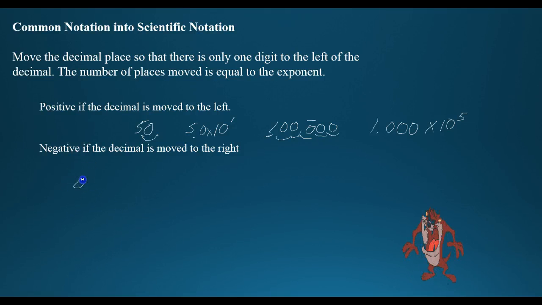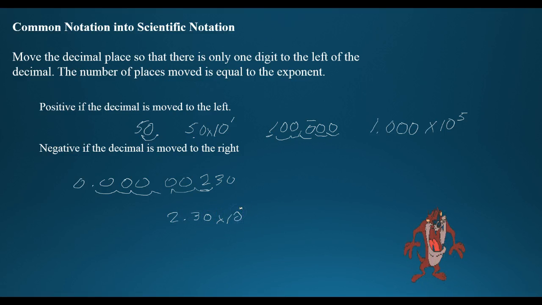Now, if we have 0.0000230, we're going to move that decimal until we have one non-zero digit to the left. So we want the 2 to be to the left of the decimal. So we have 1, 2, 3, 4, 5, 6 spaces we're going to move that decimal. 2.30 times 10 to the negative 6th.